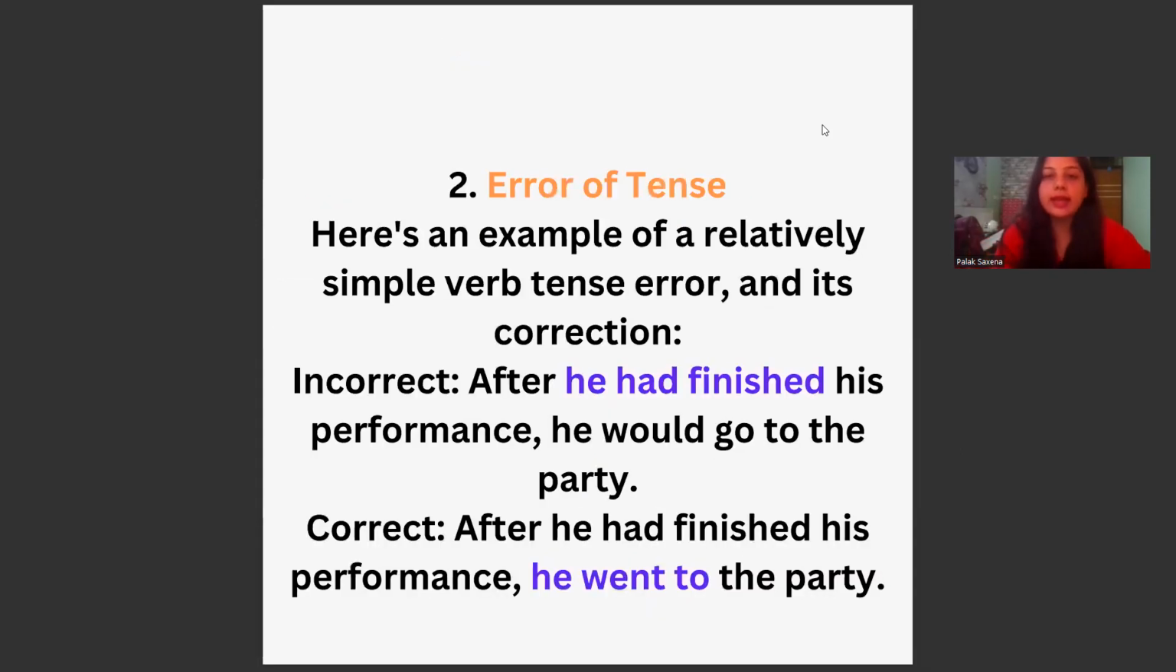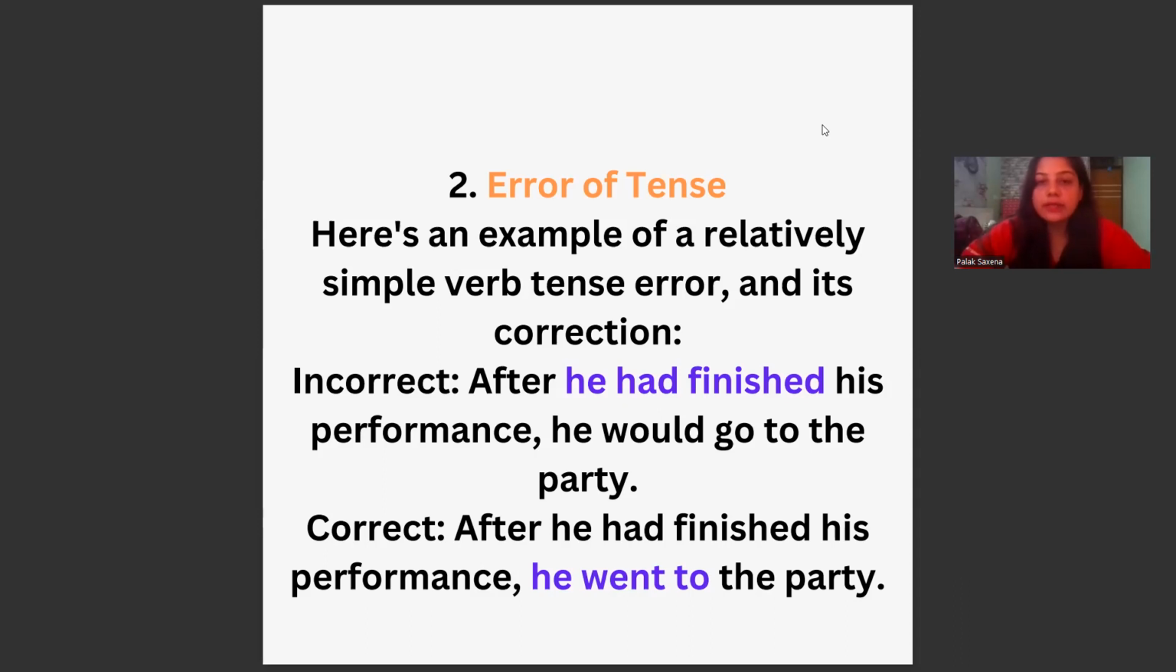Next is an error of tense. Here is an example of a relatively simple verb tense error and its correction. Now here I'm going to show you one rule of a particular tense when it comes to past tense. So there is a sentence: "After he had finished his performance, he would go to the party." Now you see there are two tenses used here. One is "had" and the other is "would." "He had finished" is past perfect and "would" is future.